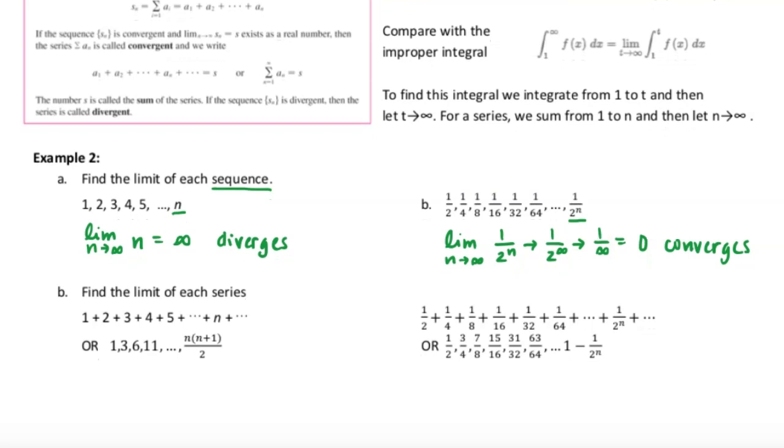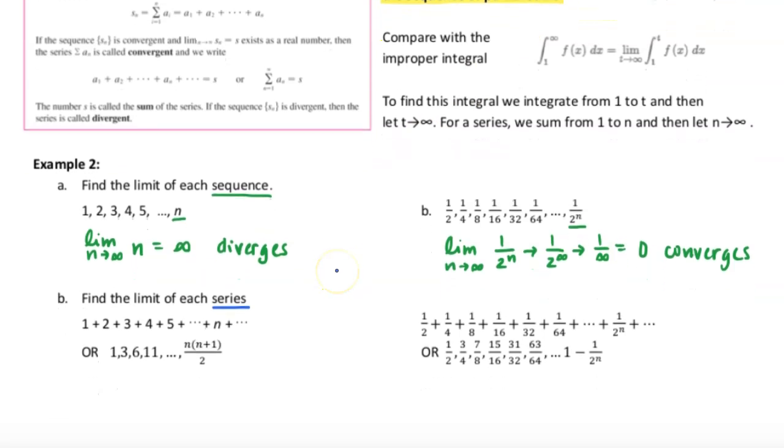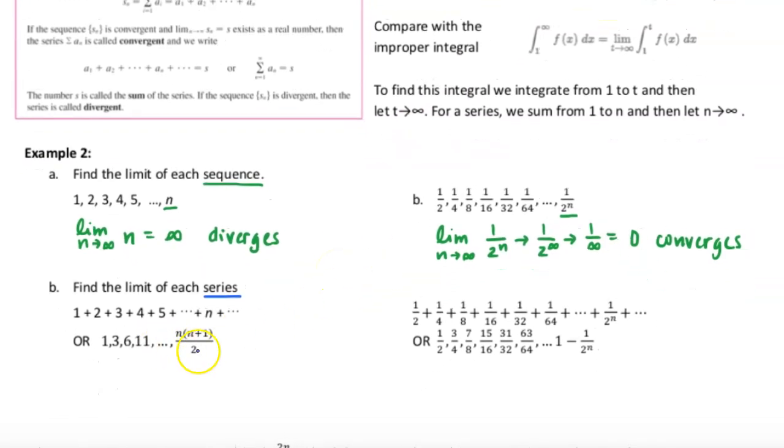And now let's find the limit of these series. So these are no longer sequences, this is just a series. Remembering that to find the limit of a series, I am looking at the limit of the sequence of partial sums. And I have a formula for the sequence of partial sums, and that is n times n plus 1 over 2. So this is what I'm finding the limit of: the limit as n approaches infinity of n times n plus 1 over 2.